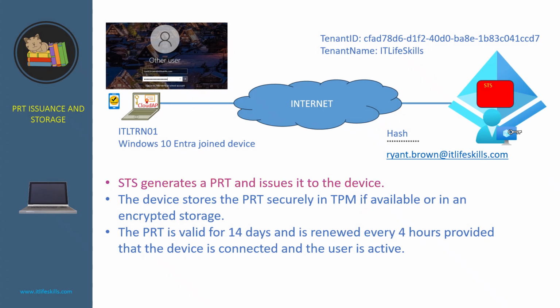Next, STS generates a primary refresh token and issues it to the device. The device stores the PRT securely in the TPM chip if available, or in an encrypted storage. The PRT is valid for 14 days and is renewed every 4 hours, provided that the device is connected and the user is active in Entra ID.